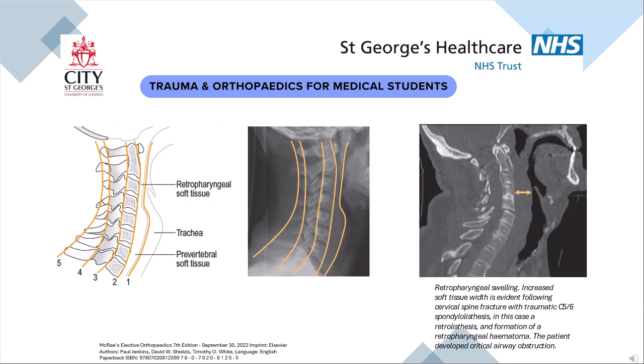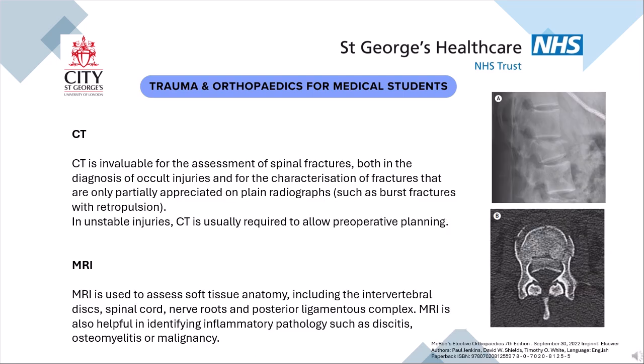Here you can see the lines that were just being talked about, as well as the soft tissue swelling in front of the vertebral body that you'll find if there's an injury. If a spinal injury is identified, then CT is invaluable for the assessment of the bony anatomy. It can also be used if there's an occult injury, as it's very sensitive to picking up fractures, but it won't tell you about the soft tissues, and this is where the MRI comes in. It will tell you what's happening to the nerves and the ligaments.